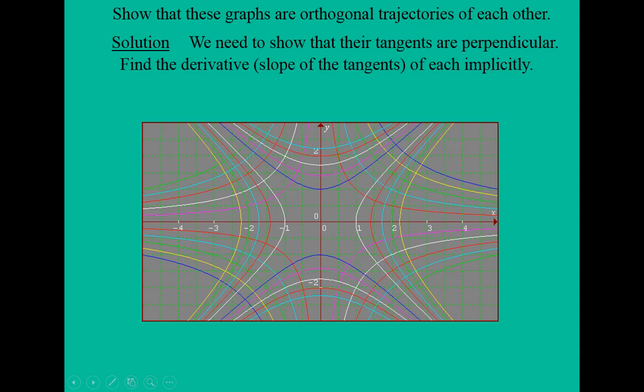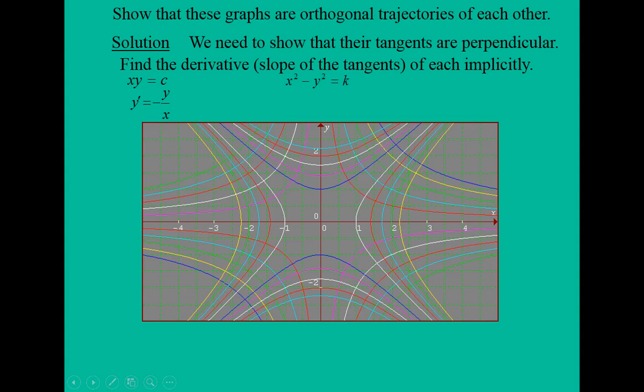So let's start out with x times y equals c. Let's find the derivative, and we're going to use implicit differentiation. Using implicit differentiation, we'd have the first times the derivative of the second plus the second times the derivative of the first. We're applying the product rule, equals the derivative of c. c is just some number, so that equals 0. Solving for y prime, we would get y prime equals negative y divided by x.